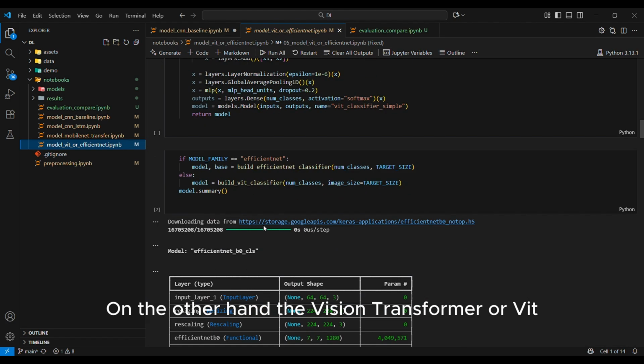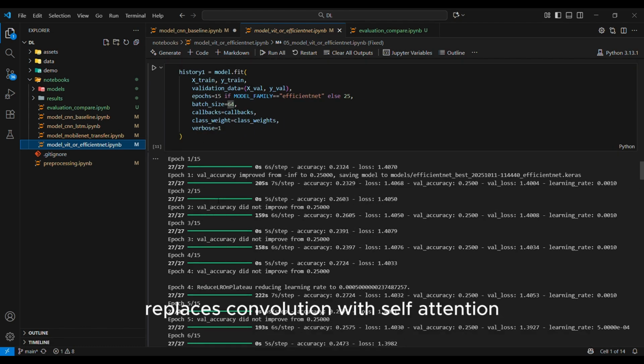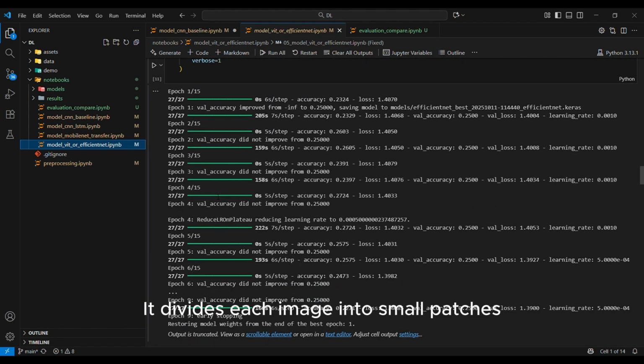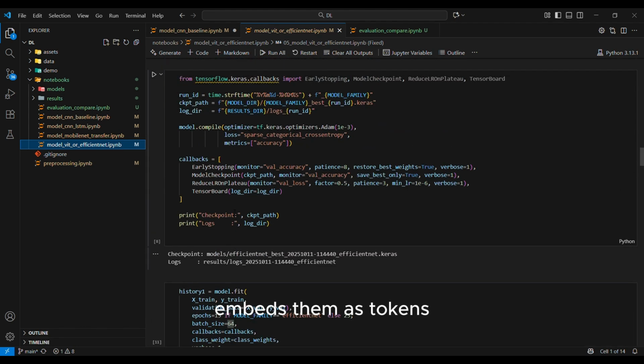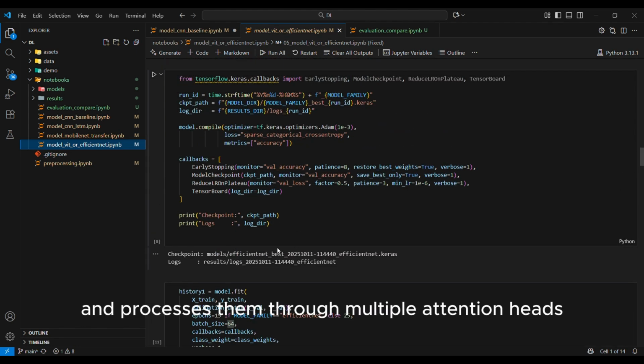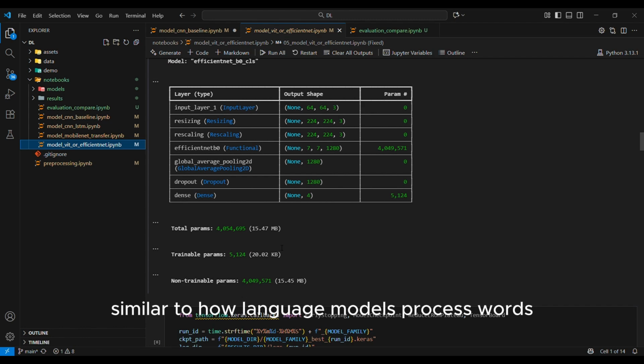On the other hand, the Vision Transformer, or ViT, replaces convolution with self-attention. It divides each image into small patches, embeds them as tokens, and processes them through multiple attention heads, similar to how language models process words.